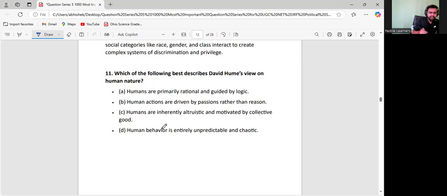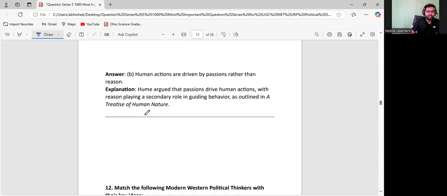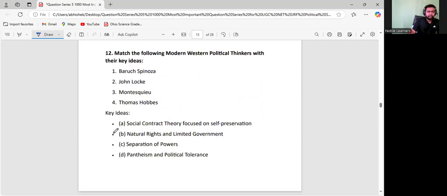Okay, so the question is his view on human nature. Humans are primarily rational and guided by logic. No, this is not what he believed actually. The second one is correct. Human actions are driven by passion rather than reason. That's the correct statement, as we talked about in his theory. Okay, let us come to the next one. This is also very important actually. A Treatise of Human Nature is a very important book. Now let us go to the next one.